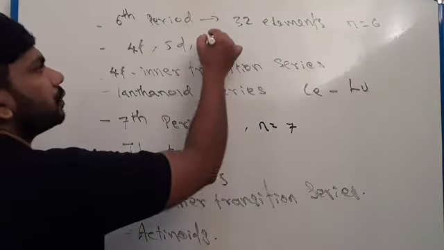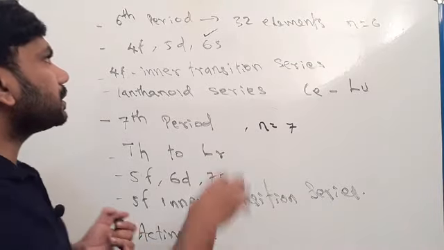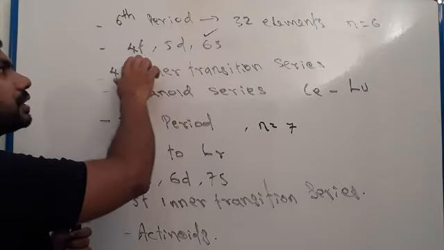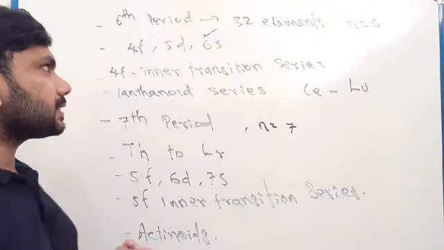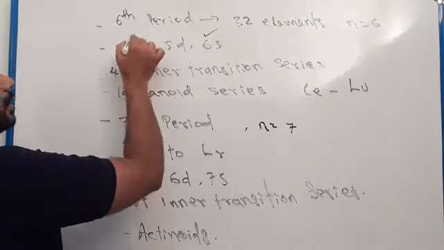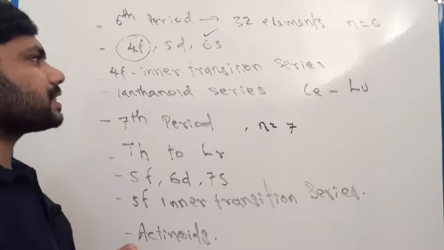Look here, this is the outer shell electronic configuration. Here n is equal to 6. Clear? And the outer shell electronic configuration is 4f 5d 6s. That's why these elements are called 4f inner transition series.